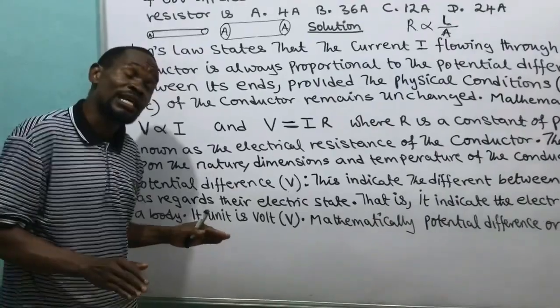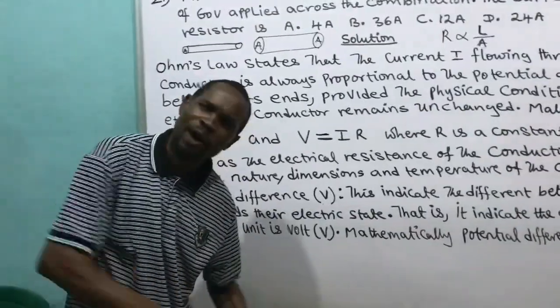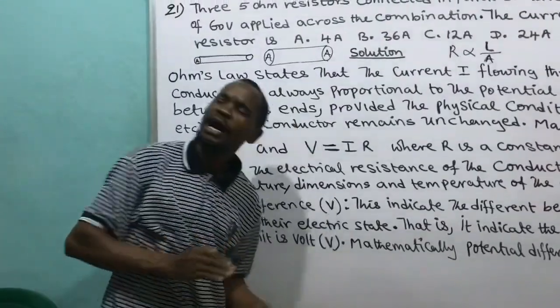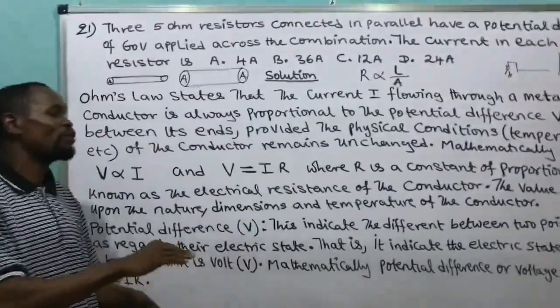As regard their what? Electrical state. The other point is higher in electrical state compared to the other one. Therefore, current will flow this way and come down from the higher electrical state to the lower electrical state. That's how the current flows.